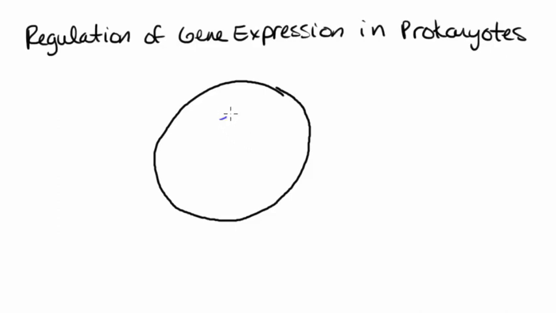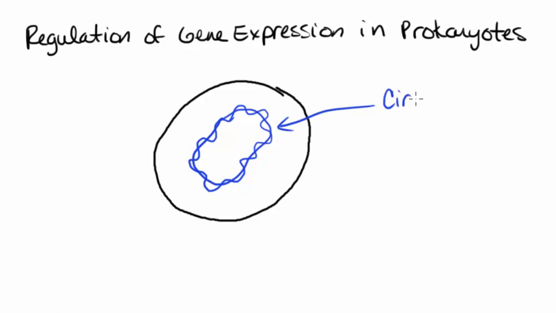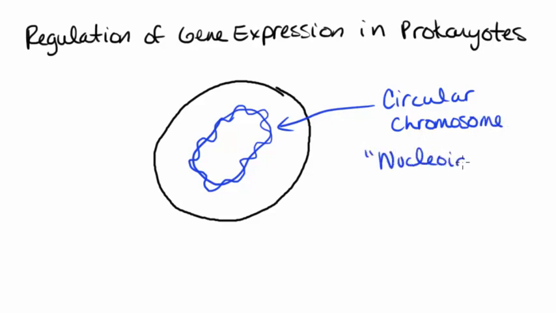And then if we talk about the structure of the DNA itself, it is primarily a circular chromosome, one large circular chromosome right here. And that circular chromosome itself is not going to be located inside any particular compartment. Instead, it's located in what we call the nucleoid region.